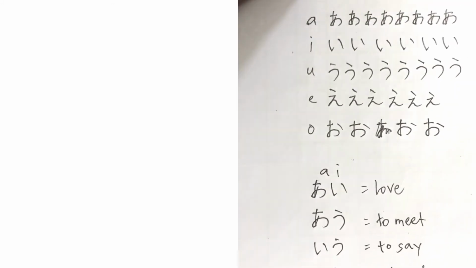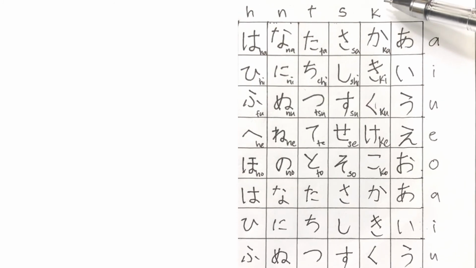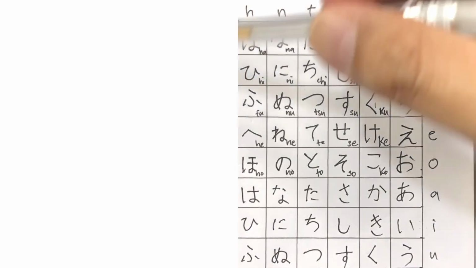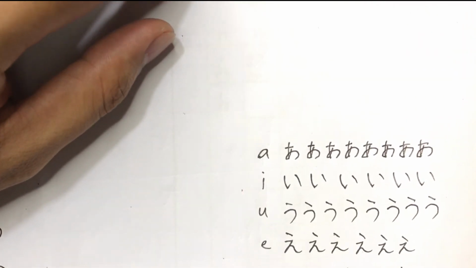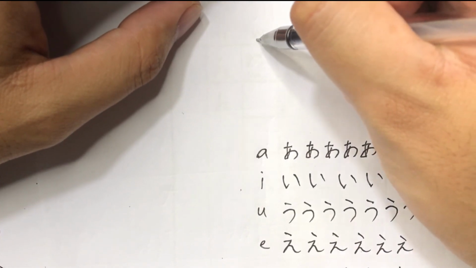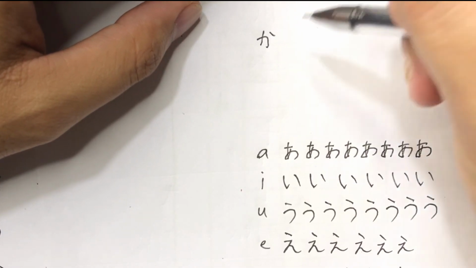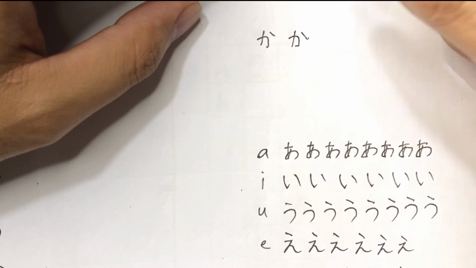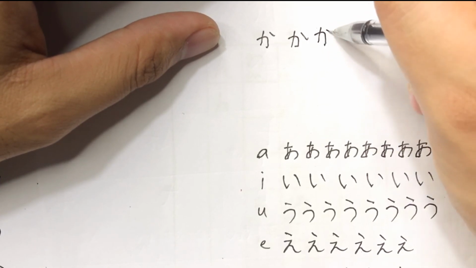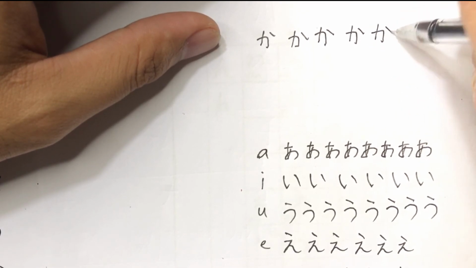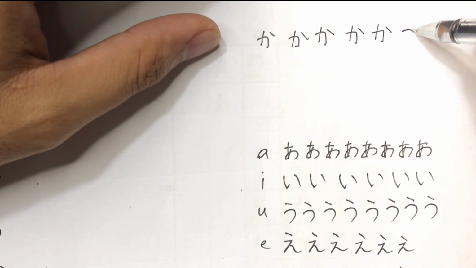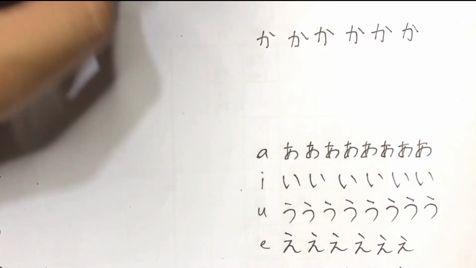So just like what we did with the 5 vowels, we will do it with the consonants ka, ki, ku, ke, ko, and all the other characters. In this way, we master each character one by one. For example, ka, ka, ka, then we proceed to the next character.